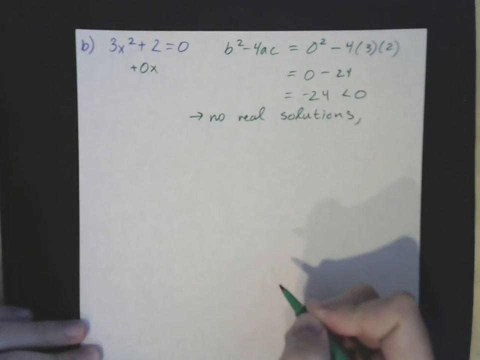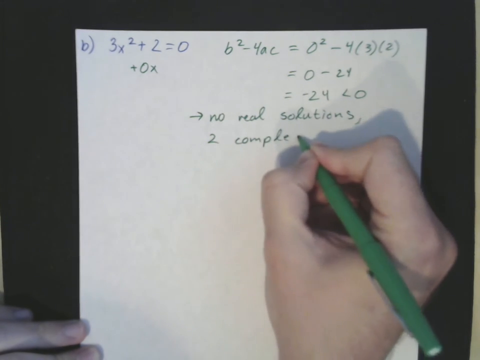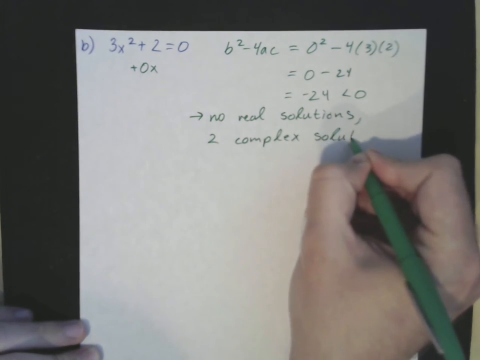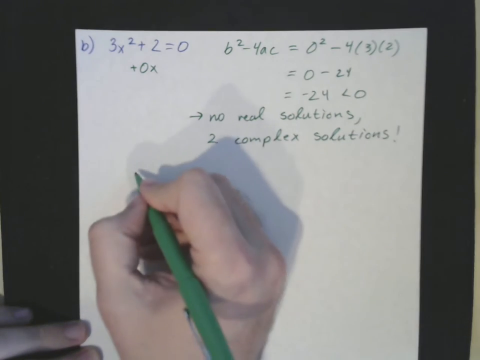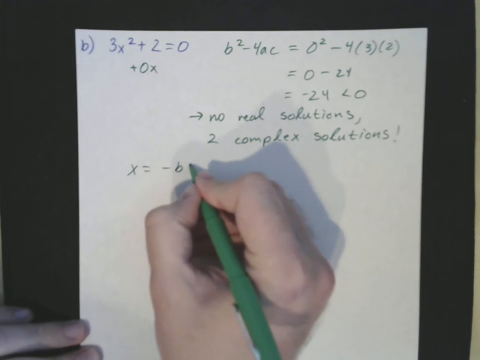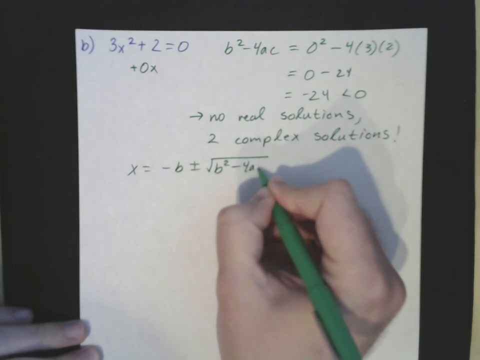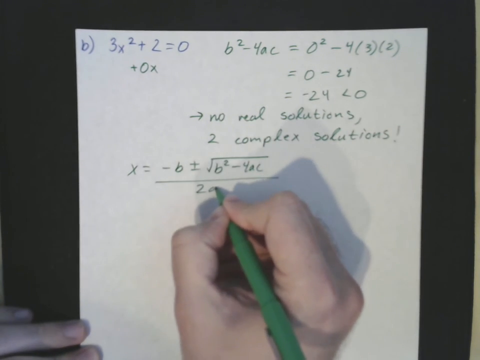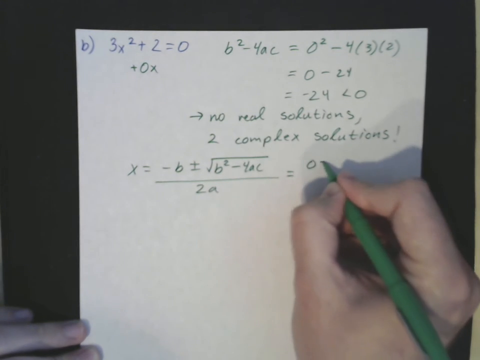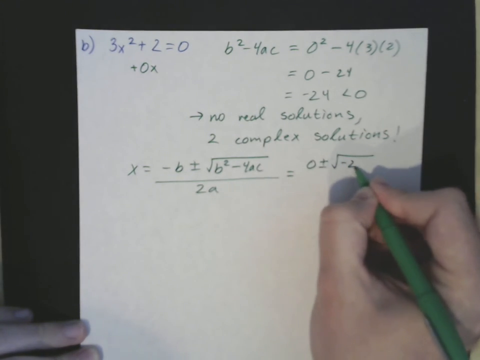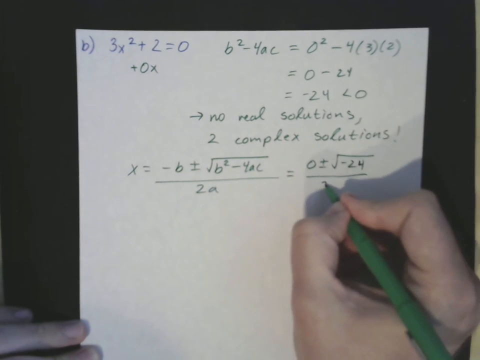And remember, that doesn't mean we have no solution. It just means we have two complex solutions. So when we go to set up our quadratic formula, negative b plus or minus square root of b squared minus 4ac over 2a. We have negative b is 0 plus or minus the square root of negative 24, because we've already simplified it, all over 2 times 3.